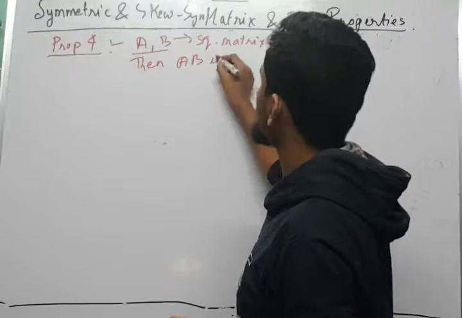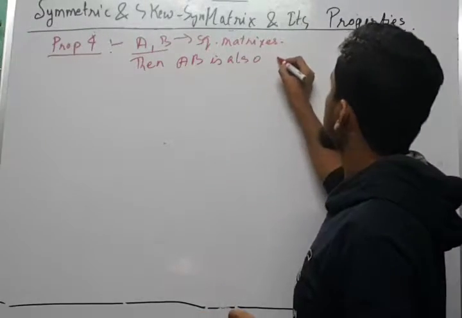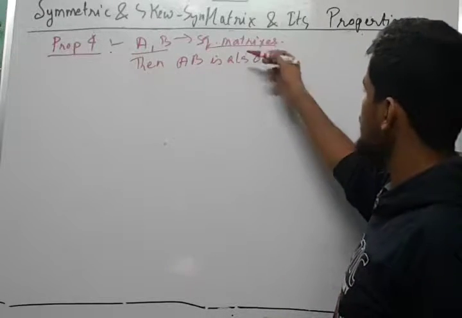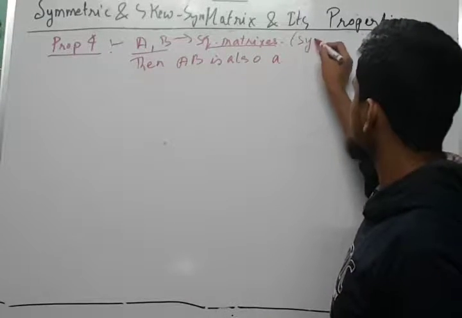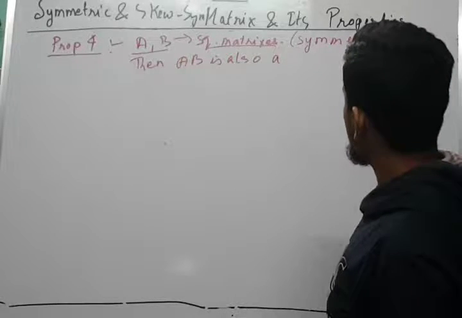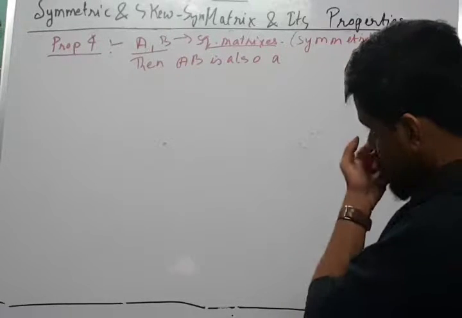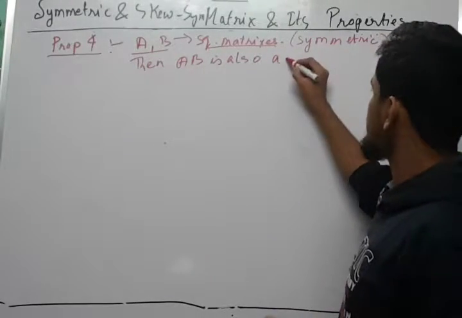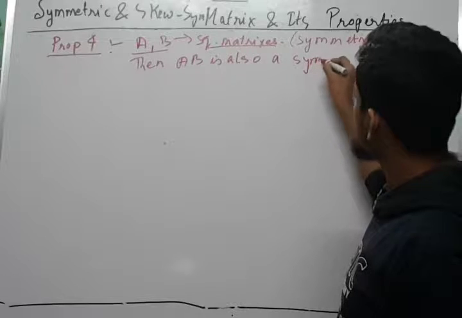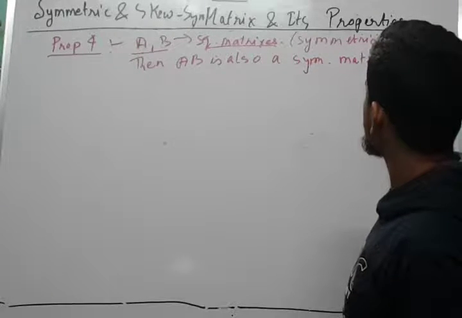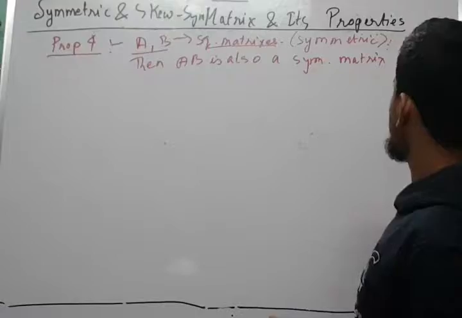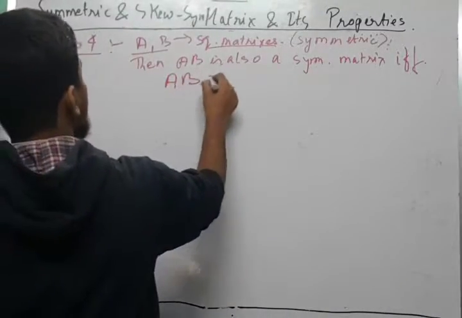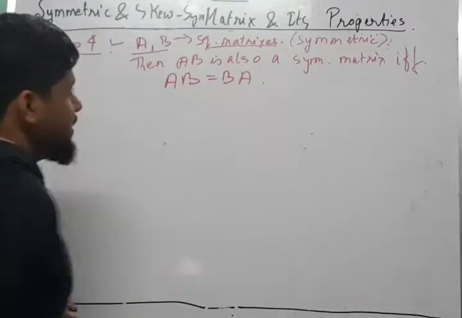AB is also... we are not just concerned with square matrices, basically we'll take that these are symmetric matrices also. A and B are symmetric matrices also. So in that case, their product AB is also a symmetric matrix if and only if AB is equal to BA.